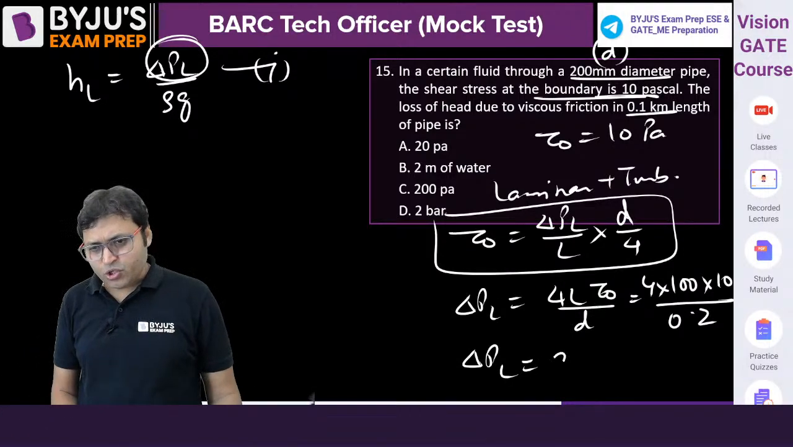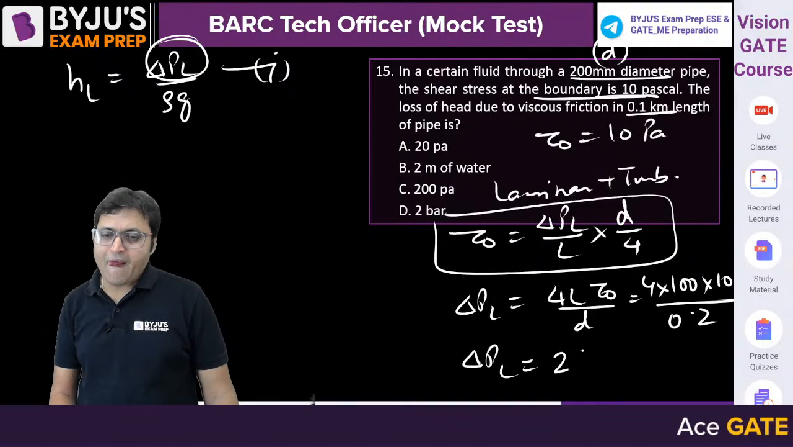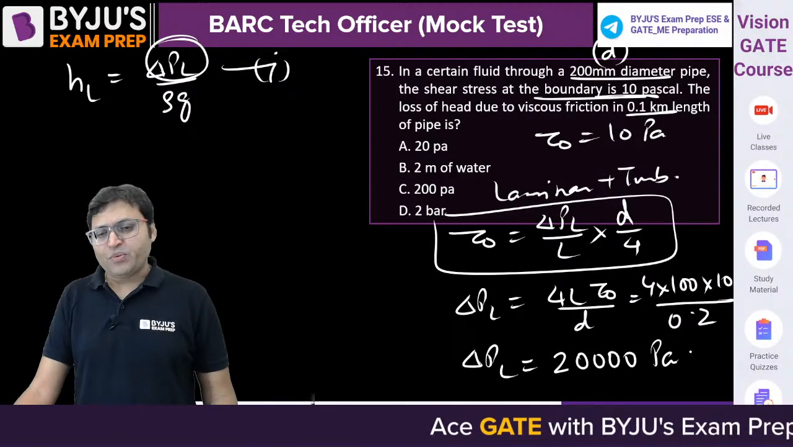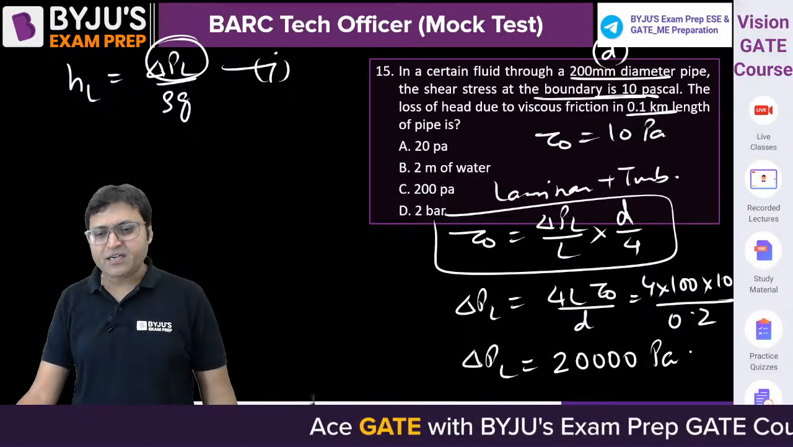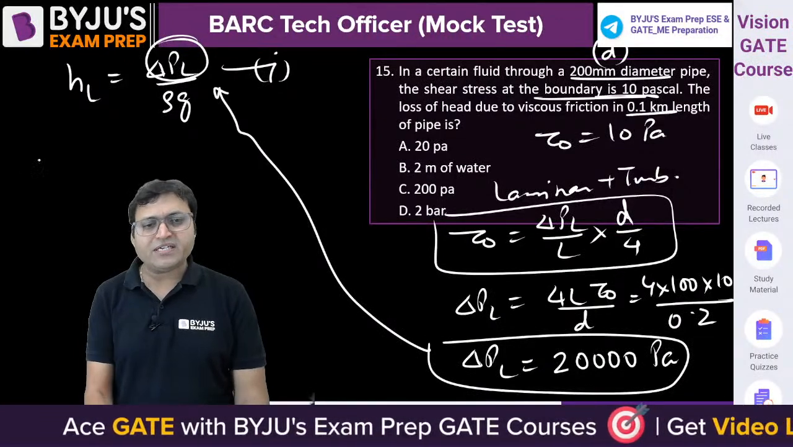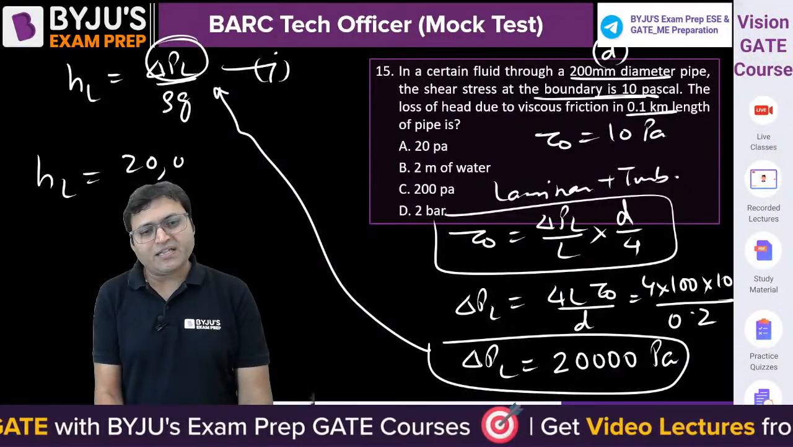It will be 2 into 10 to the power 4 Pascal, isn't it? 20,000 Pascal. Delta PL will be 20,000 Pascal. Put it in equation number 1. So HL is equal to 20,000.